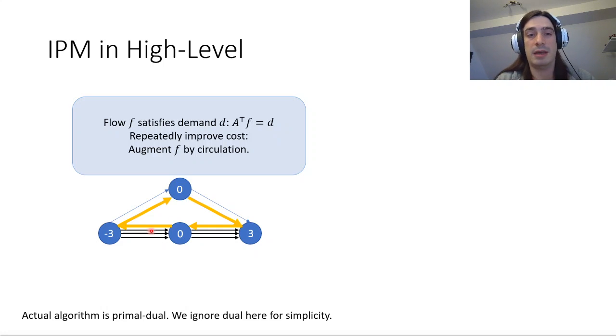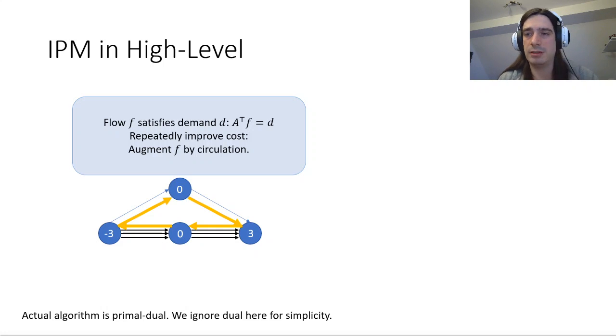Let's say the black edges here are our flow, and these edges have, let's say, a really large cost. Maybe the cost up here is a bit less. So what we could do to improve this flow is to augment it by this circulation, these yellow edges. So we just take away some flow on these edges and reroute it by flowing along the top. So just repeated augmentation by a circulation to reduce the cost. That's kind of what the interior point method does.